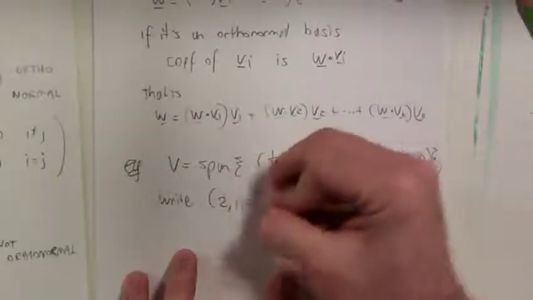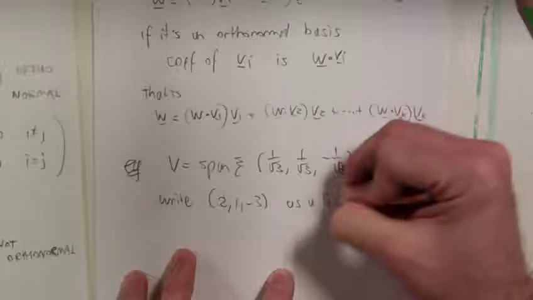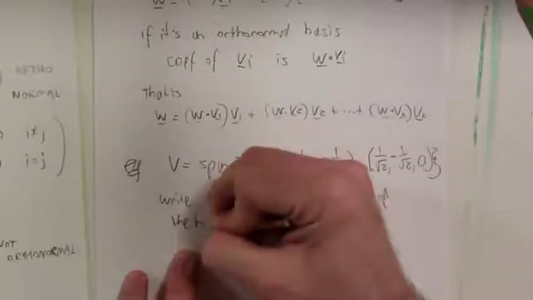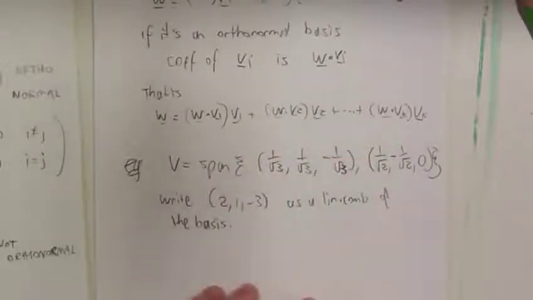2, 1, minus 3 as a linear combination of the basis. I mean, you would have to confirm that it really is in V, but this will tell you that anyway. Okay, so this is an orthonormal basis. The length of both of these vectors is 1, because without the root 3's, the length would be root 3, so divided by root 3. And without the root 2's, the length would be root 2. So they really are normal, and they're orthogonal because when I do the dot product of each of them, it comes out to be 0.